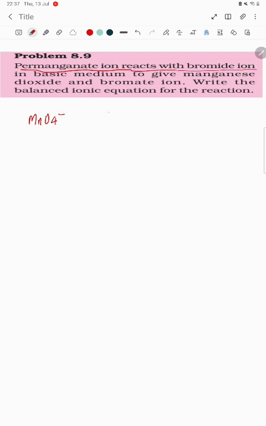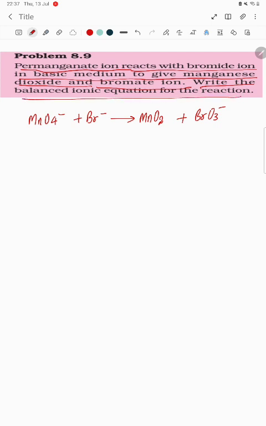React with bromide ion. Bromide ion means what student? Br minus. In basic medium to give manganese dioxide. So what is it giving student? It is giving MnO2 student, manganese dioxide, and bromate ion. What is bromate ion student? BrO3 minus. Write the balanced ionic equation for this reaction.